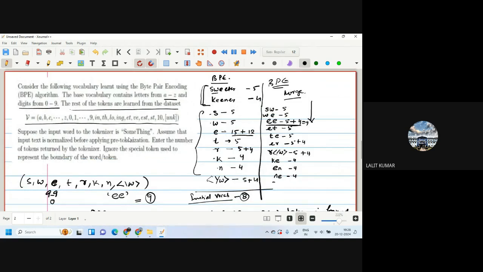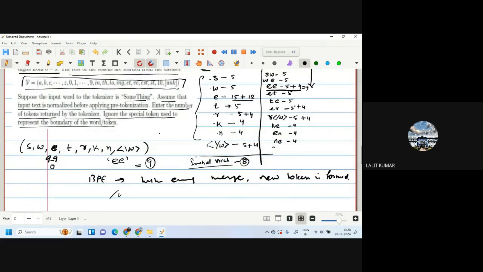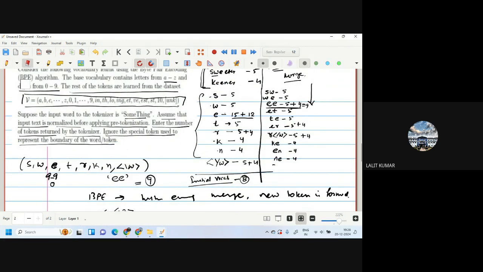So now what they have given is that this is the vocab, and this is the merges. Assume that the input text is normalized before applying pre-tokenization. It means that all these have become lowercase. Enter the number of tokens returned by the tokenizer. Ignore the special token used to represent the boundary of the word. So they have asked us to ignore this W. Now, how do we do it? I will just copy from here.